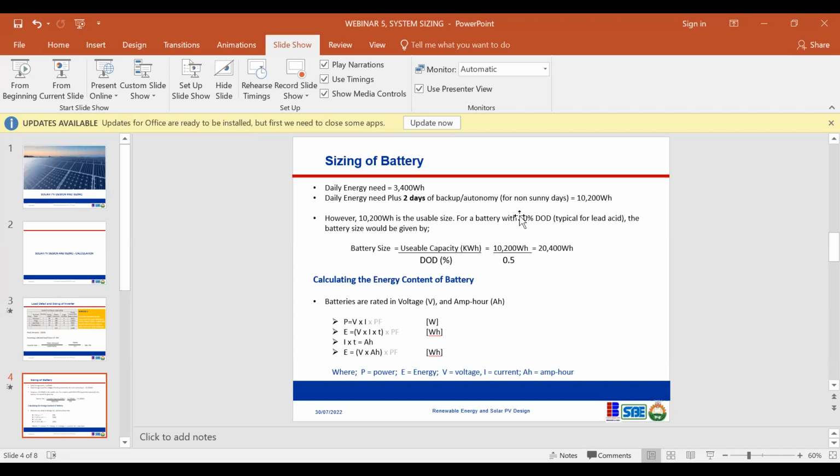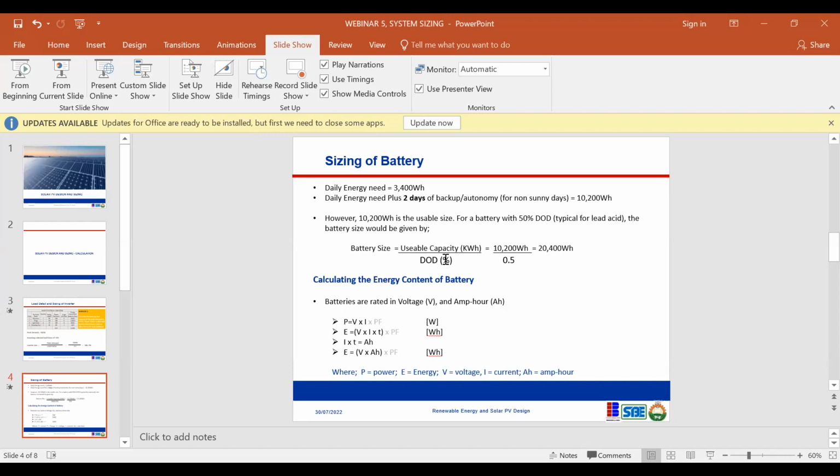So if we assume 50% depth of discharge for this battery in our design, what we will do is divide this total battery storage capacity by the depth of discharge. So the battery size will now be equal to the usable capacity divided by the depth of discharge.